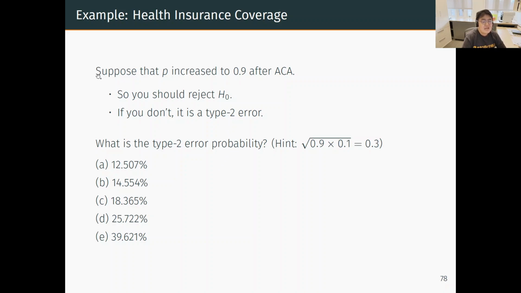I will assume that actually the truth is 90%. After the policy change, actually the coverage rate was 90%, but if you are unlucky, in your survey, you happen to have more uninsured people, then what is the type 2 error? And remember, in this case, because we are assuming that the truth is 90%, you have to use the standard deviation according to this truth when you standardize the probability. So probability 0.9 implies a standard deviation of 0.3, right? So use this for your algebra.